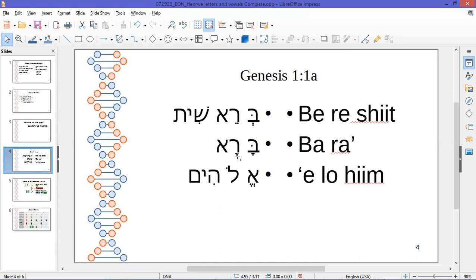The only reason why I brought that up is because of the vowel sounds. By being able to say Bereshit, Bara, Elohim, you see these two dots that are next to each other right here?